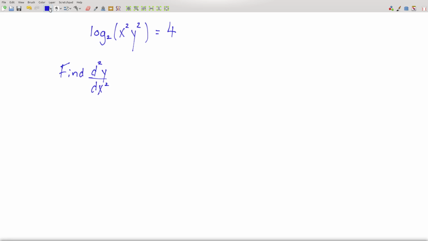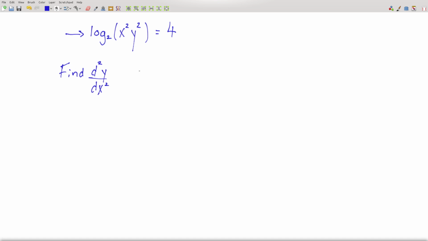Okay, in this video we're getting some practice with implicit differentiation. The y is implicitly defined as a function of x from this equation right here: log base 2 of x squared y squared is equal to 4. This defines y as a function of x, not directly but implicitly.